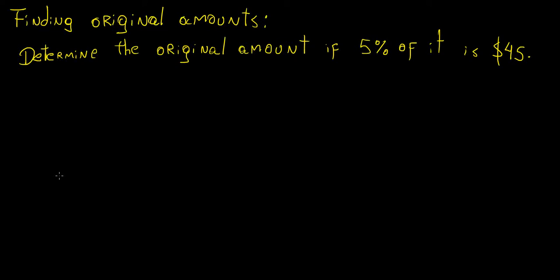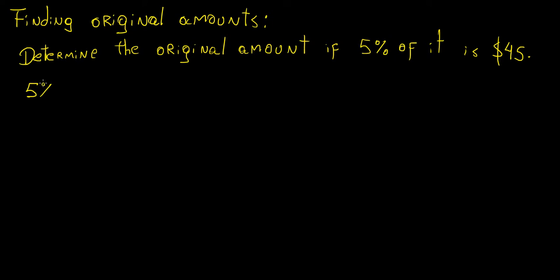Okay, so in this video we're going to be talking about how to use percentages to find the original amount of money given a specific portion of it. In this case, for example, we're told to determine the original amount if 5% of that amount is $45. The first thing to do in these cases is to convert the percentage into a decimal.